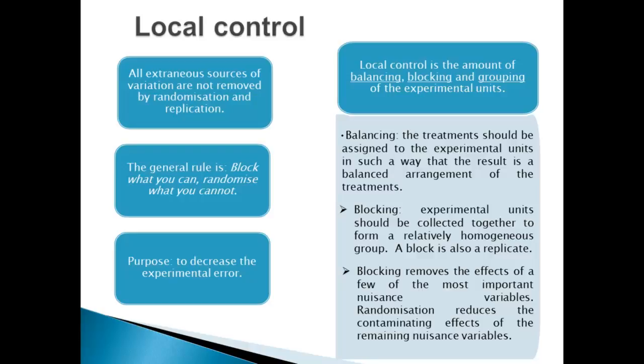In blocking, experimental units should be collected together to form relatively homogeneous groups. A block is also a replicate. Blocking removes the effects of a few of the most important nuisance variables. Randomization reduces the contaminating effect of the remaining nuisance variables. However, not all is removed, and therefore the general rule is block what you can, randomize what you cannot. And the purpose in all this is to decrease the experimental error.